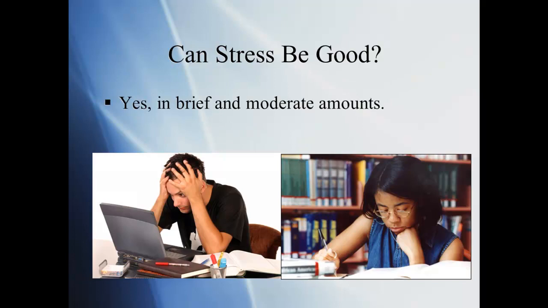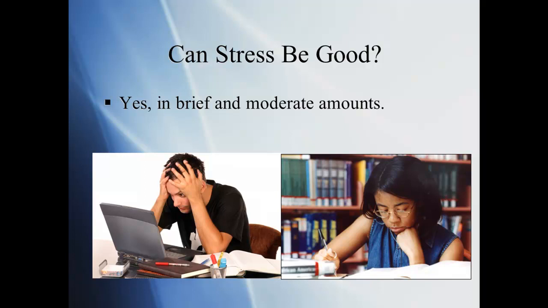So you might be wondering, can stress be good? And the answer to that is yes, it actually can be, but only if it's brief and comes in moderate amounts. Our systems have stress for a reason, and that is to help us deal with crises in the environment. But the system is set up so that those crises are few and far between. It's not set up for a situation where we're constantly having crisis after crisis after crisis.